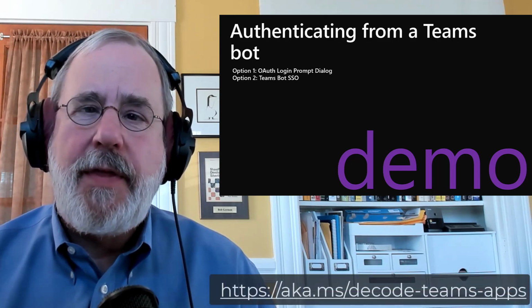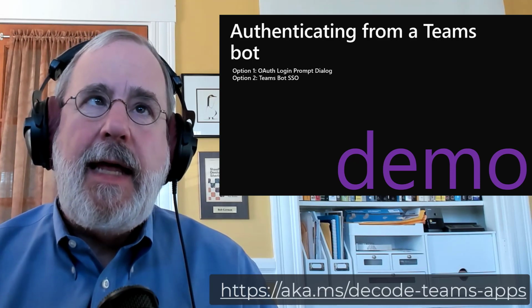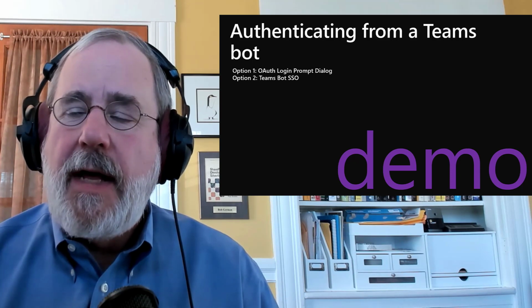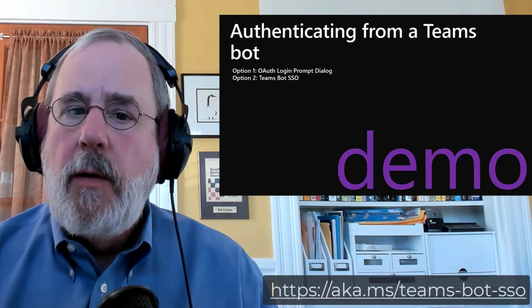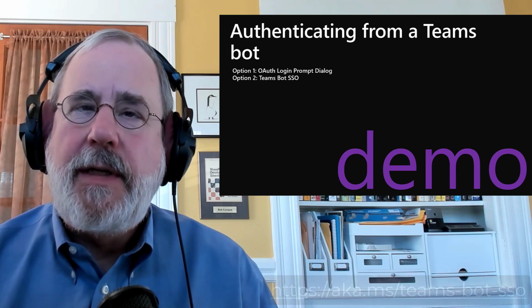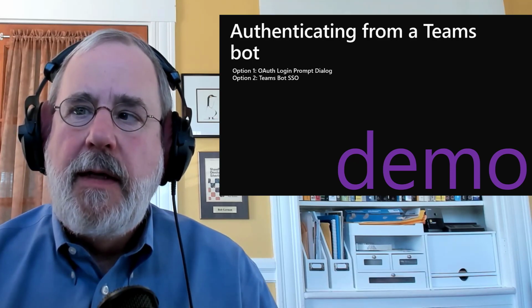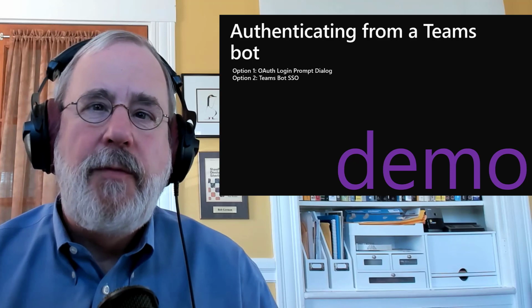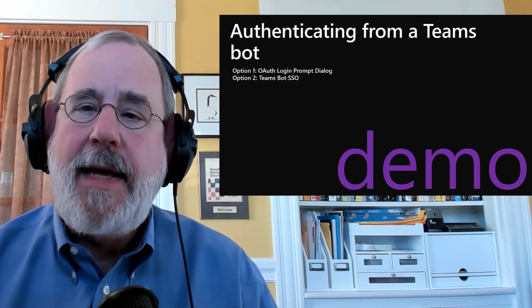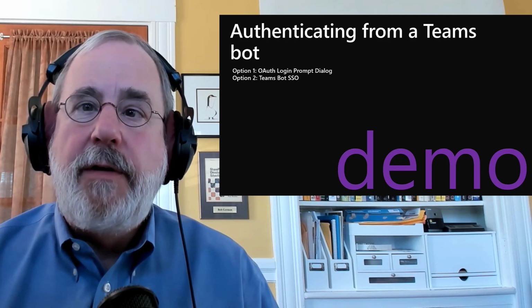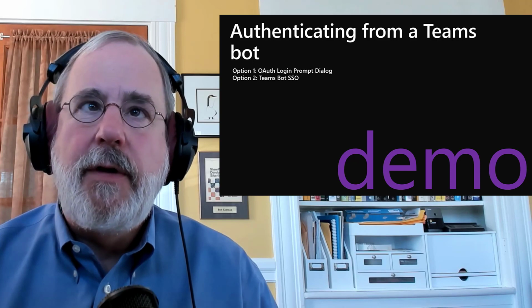In this case, though, I want to show authentication from a bot quickly. And there's two ways to do that. One is with an OAuth login prompt dialog, which is what I'll show now. And another is to use Teams bot SSO, which will be the subject of a future video, but I'll point you to the documentation. So the need for SSO is not quite as severe in the case of a bot, because the login prompt is only shown every few months. The bot framework will maintain a refresh token for us. It will hide that auth dialog until the refresh token expires. So let's see what that looks like for a user.